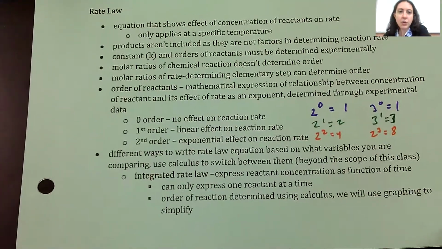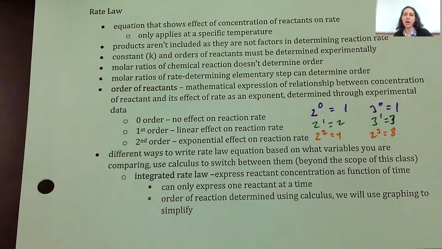Okay. So let's talk about, there's a couple different ways to write rate laws. And again, it's an equation. It's kind of like a slope of a line equation, relating two different variables to each other, a y equals mx plus b kind of thing. Based on what variables you're calculating between, rate, time, and concentration of reactants are the three factors. You pick 2 out of 3.